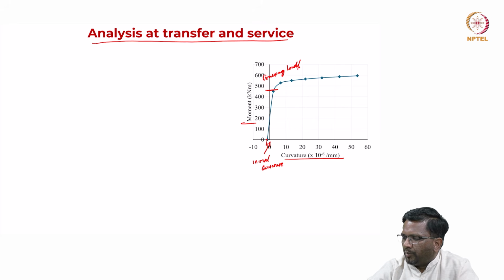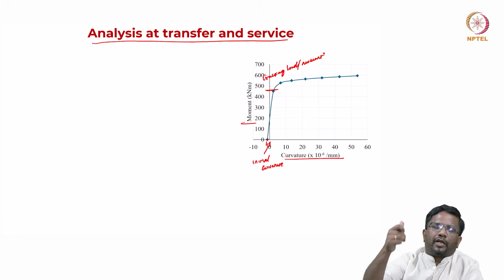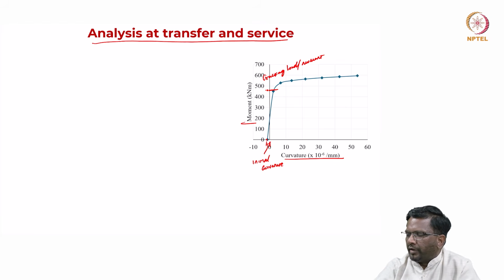So this is initial curvature for the cross section, and then your cracking load or cracking moment is going to be much higher compared to that of a reinforced concrete member. This is what we discussed in the first part of the lecture in module 1, that due to pre-stressing your cracking load and cracking moment will increase significantly. So you will find that this is nothing but your elastic regime or uncracked regime.